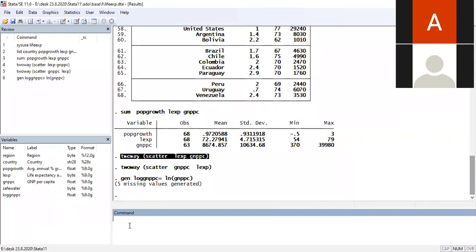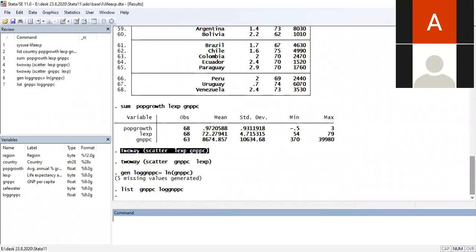But if you want to see, you can say list. So we will put list. You want to see any variable, you can put it there. So I'll put logGNPPC, also log here. You see, it's already generated here. I'll put it here. So these two variables will be shown. You can see side by side GNP per capita, log of GNP per capita. If you write list, they will show you here.